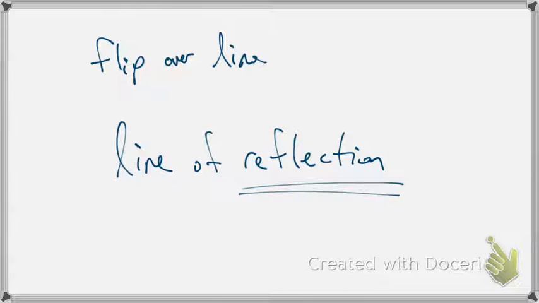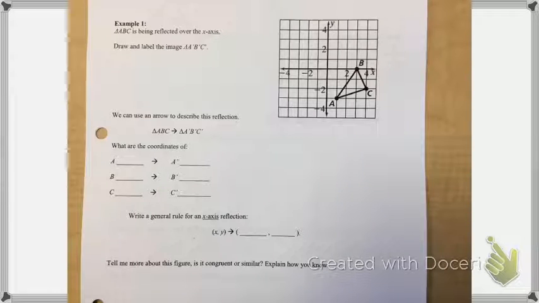All right? So, we're going to deal with mostly the X and Y axis, but we're going to deal with some other stuff too. Let's take a look here. So we got A, B, C. We are being asked to reflect it over the X axis, which is this axis.